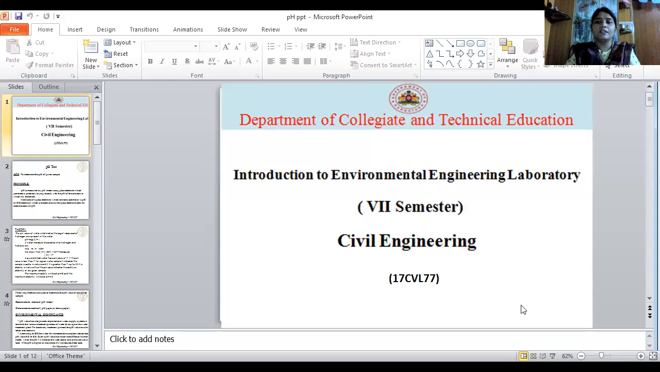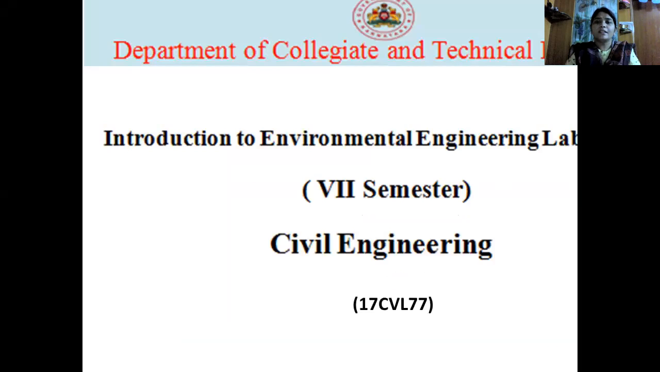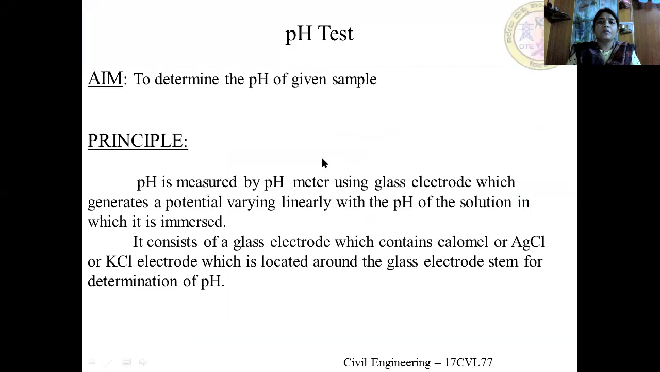Hello everyone. Let us discuss the pH experiment. How are we going to determine the pH of any given water sample or wastewater sample in the laboratory? We use the instrument pH meter, which is a digital instrument. This instrument is used to determine the pH of any given sample. It can be a water sample or a wastewater sample.